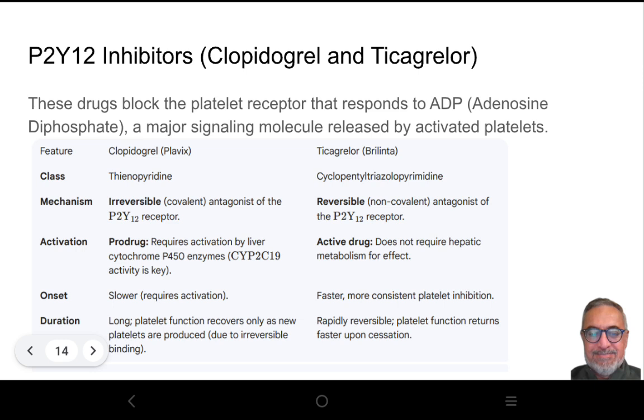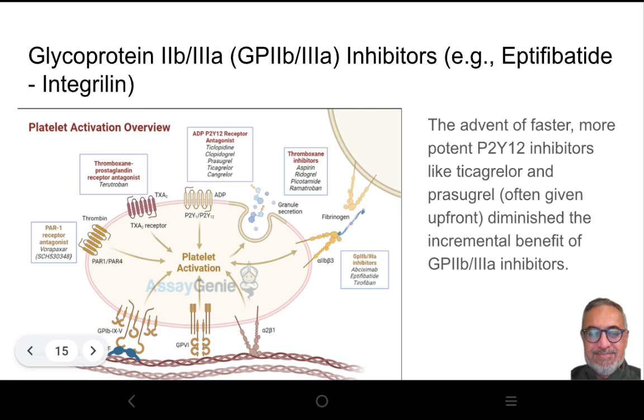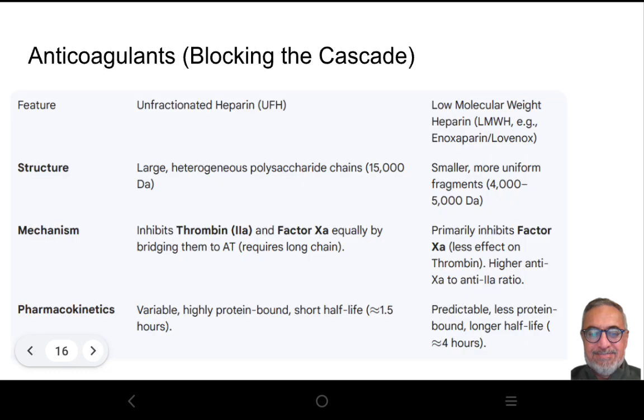Ticagrelor or Brilinta is a cyclopentatriazolopyrimidine. It's a reversible inhibitor of the P2Y12 receptor. It's an active drug, does not require metabolism. It's faster and more consistent. And nowadays, we're also moving towards Brilinta monotherapy rather than DAPT. Now, the advent of faster, more potent P2Y12 inhibitors like Brilinta diminishes the incremental benefit of eptifibatide. Therefore, those IV agents are no longer used.